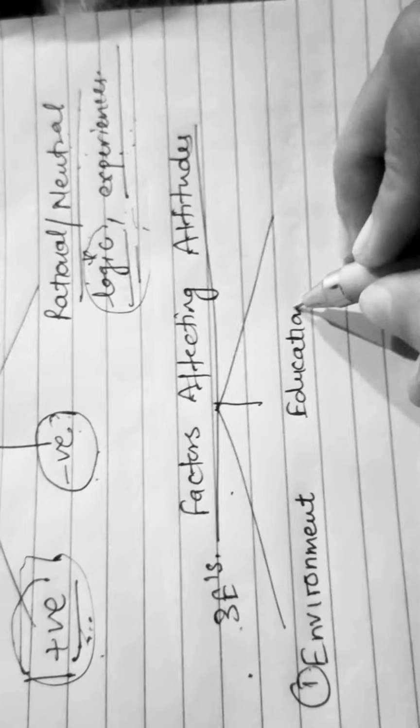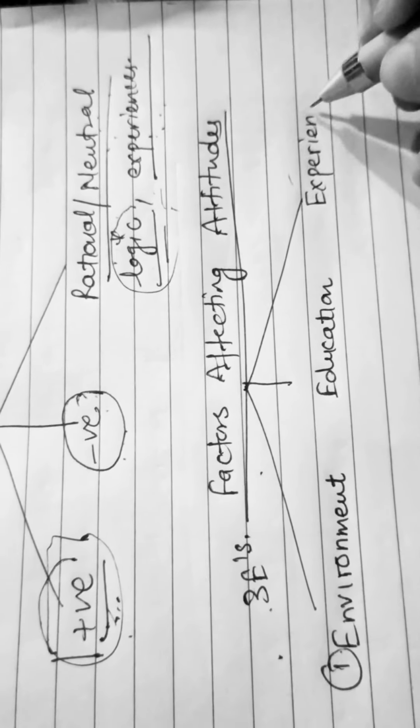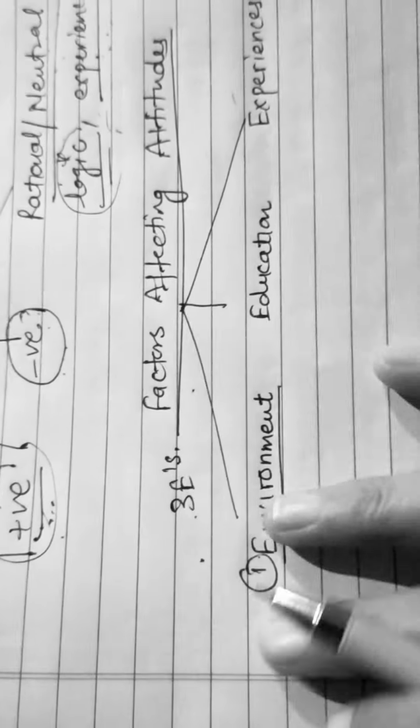Second E is education. Third E is experiences. So first E is environment. First of all, when we take birth, we come in contact with different environments.